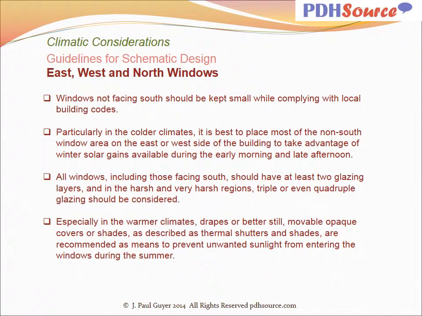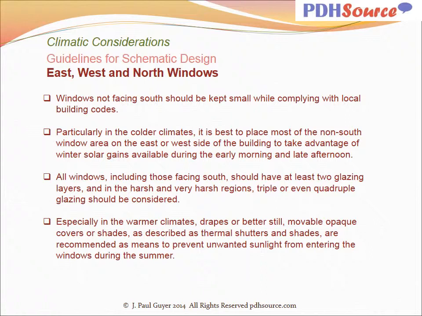Windows not facing south should be kept small while complying with local building codes. Particularly in the colder climates, it's best to place most of the non-south window area on the east or west side of the building to take advantage of winter solar gains available during the early morning and late afternoon.